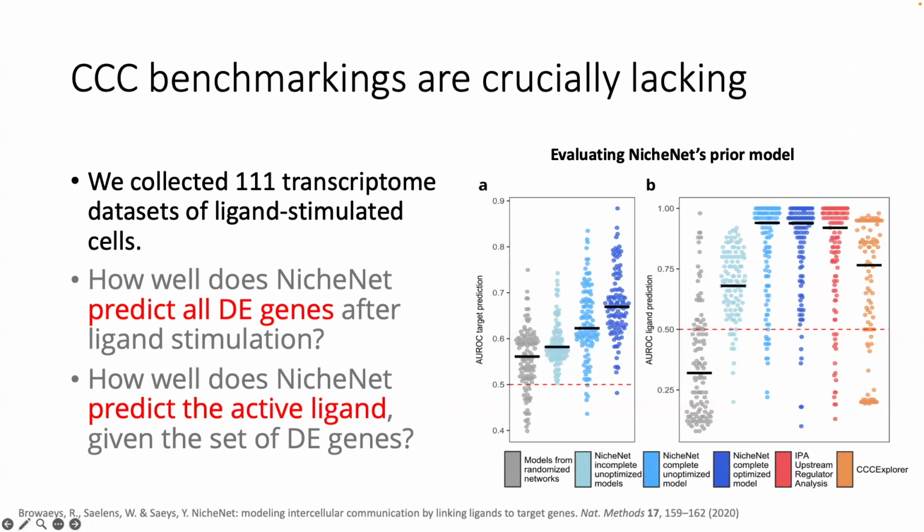And then the second graph shows how well NicheNet is able to correctly predict which ligand was added, only based on the transcriptomics data. And you see that that's much higher, right? We have almost 90% accuracy in predicting that ligand in the top part of the ranking. So that's quite good news, right?